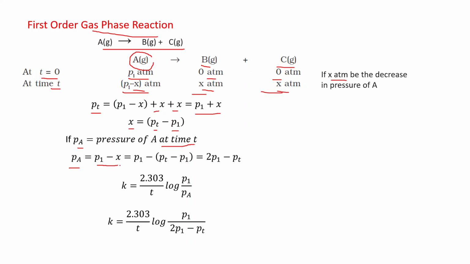Then again put the value of X in this case, then we will get Pa is equal to 2P1 minus Pt. And again if we apply the integrated rate equation for first order reaction, that is K is equal to 2.303 divided by T log. Now this is a gaseous equation, that's why we will put the initial pressure and the pressure after time T. Now in this case Pa is equal to 2P1 minus Pt. So this formula is important for gaseous reactions.